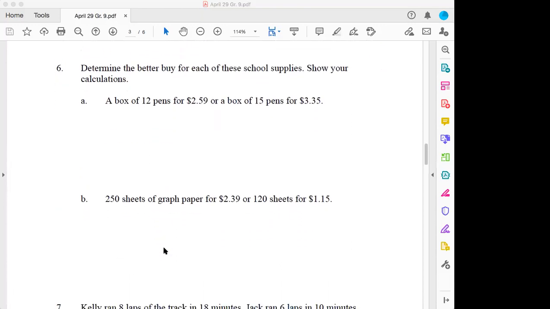Okay, so when you're standing at Walmart and you're shopping for math, you've got two packages of pens that you're looking at. One's $2.59 for 12 pens, and the other one's $3.35 for 15 pens. You might look at them and try to figure out which one is the best deal for you. So we're going to look at that today.